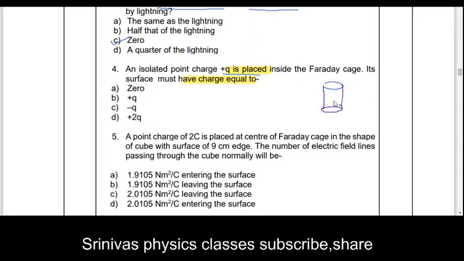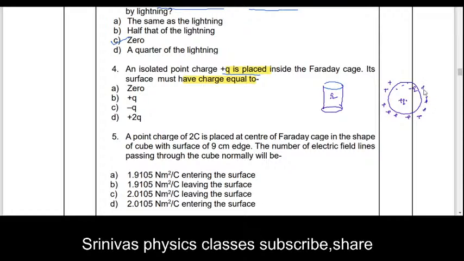This is the Faraday's cage. If you place some charge here, what happens to the charge on the surface? If you take a sphere, you can understand. If you place plus q on the inner surface, minus q will be induced on the inner side. On the outer side, plus q will be induced.